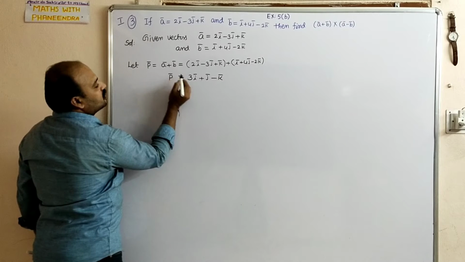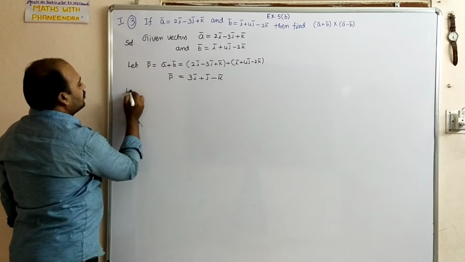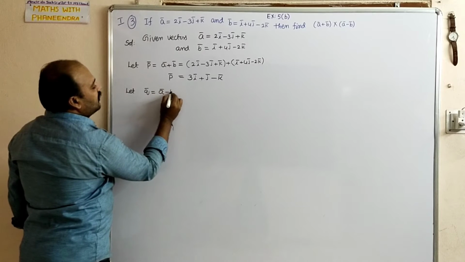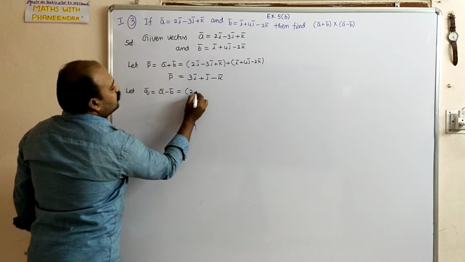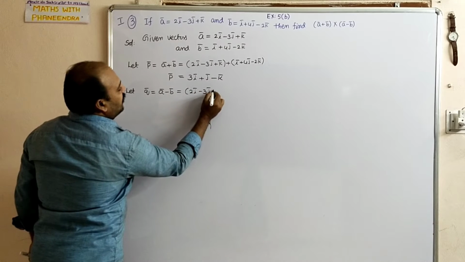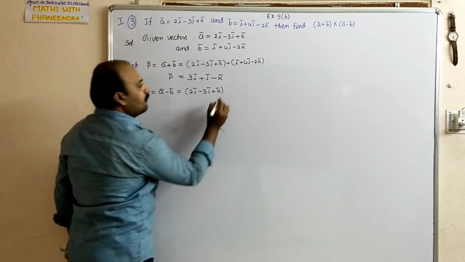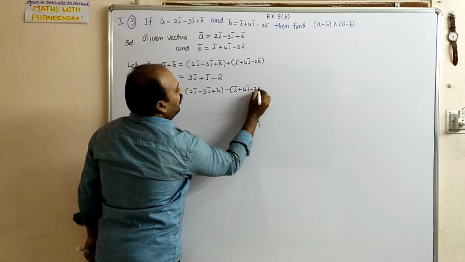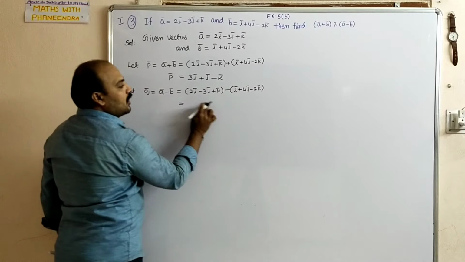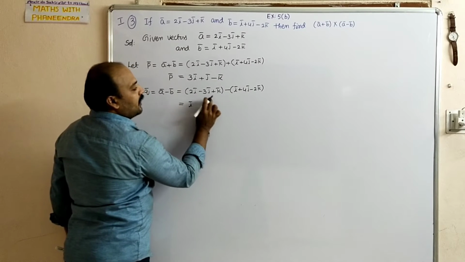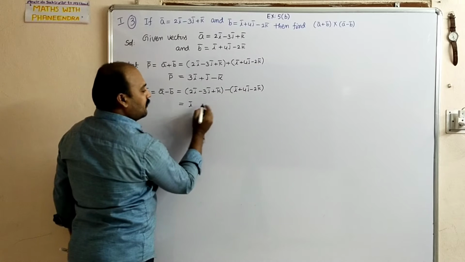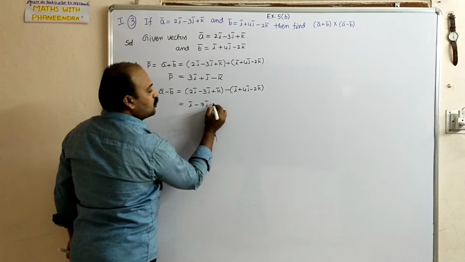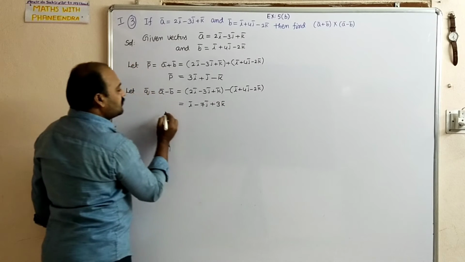This is about the p bar vector. Let the difference of a bar and b bar, you can assume that as q bar. A bar minus b bar equal to 2i minus 3j plus k minus I plus 4j minus 2k, which is equal to 2i minus I, minus 3j minus 4j is minus 7j, k minus of minus 2k, k plus 2k is 3k. This is about q bar.